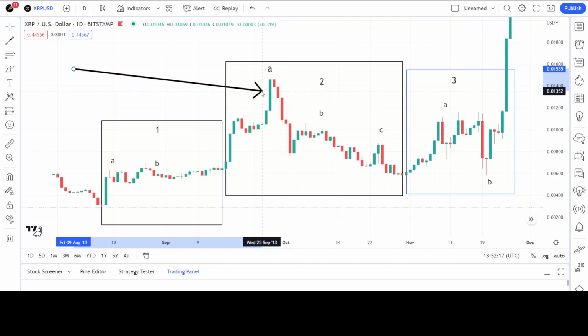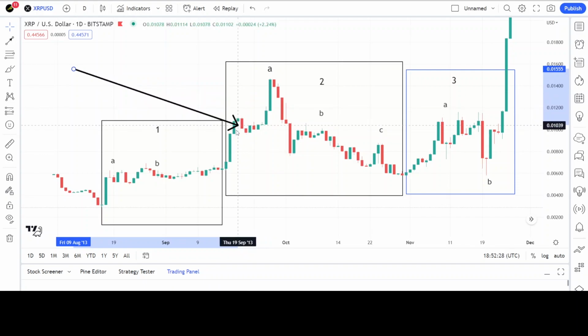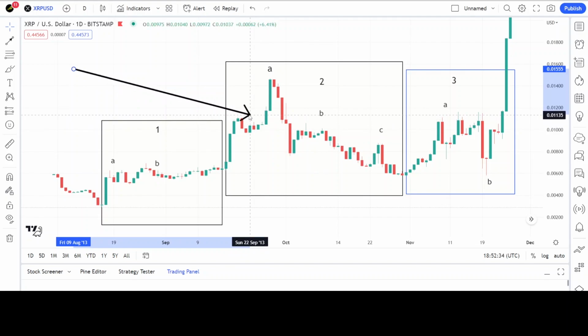Let's move on to the next time this structure plays out and see if we can find this similarity, this DNA kind of showing up in fractal 2 the next time it plays out. So this one right here took place in 2013. As we move along, we'll see where the next one is.